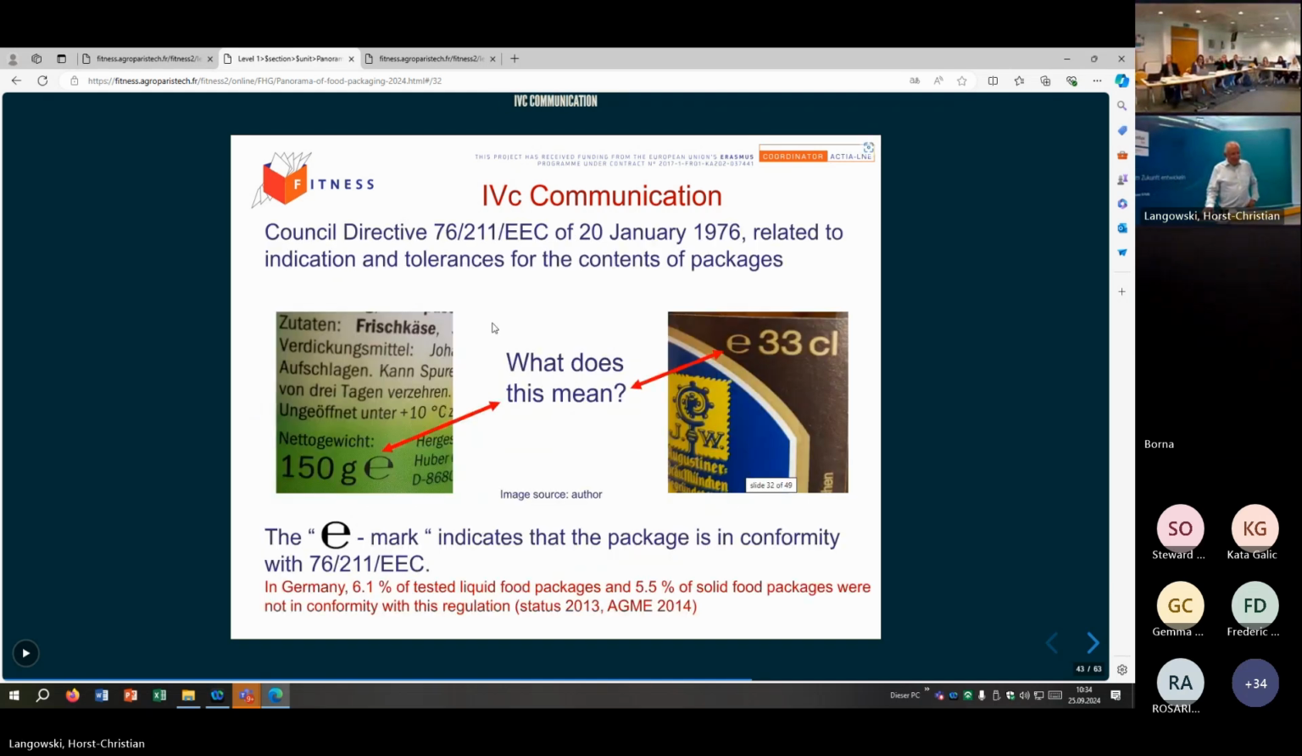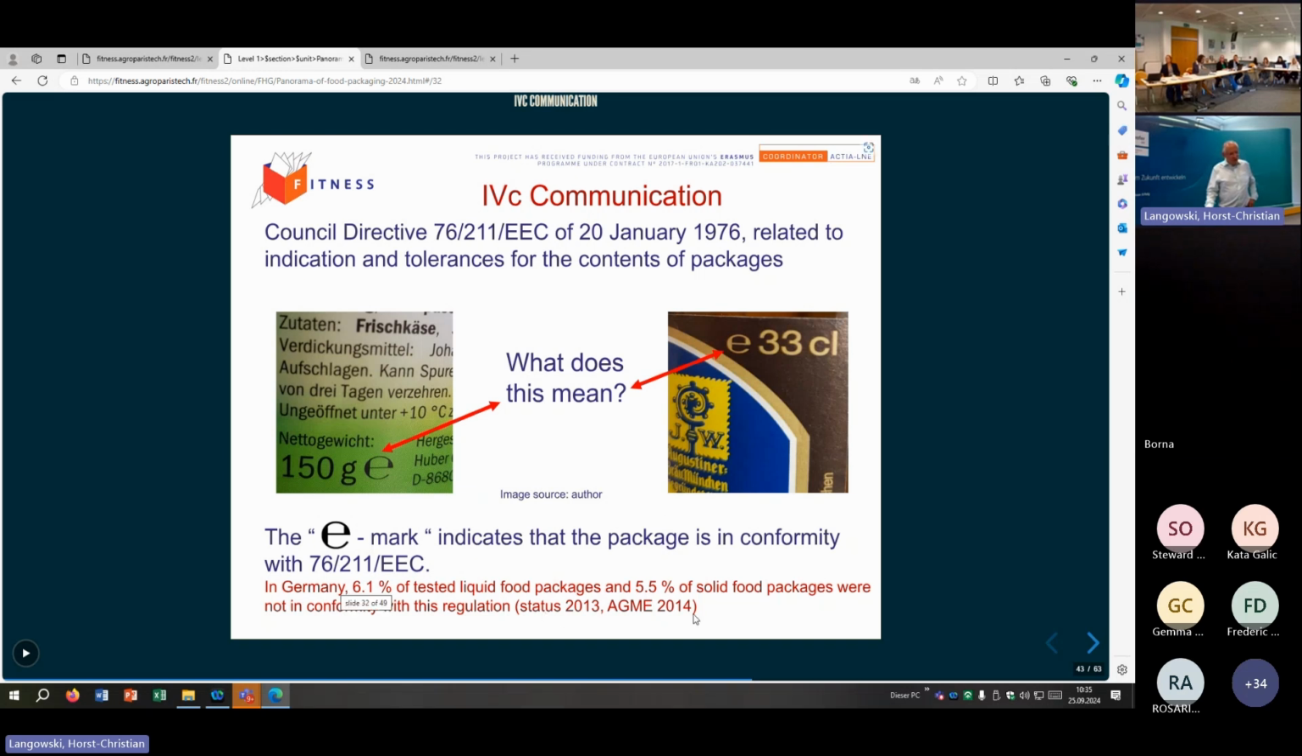All right, so once again, the communication. What does this package communicate? It communicates that it contains 37 centiliters. And there's this E sign before, which indicates that this is in conformity with the regulation of the EU, which gives limits for the deviations. So it must not necessarily be exactly 33 centiliters, but it can be a little bit lower or, on the contrary, a little bit higher. This is necessary from technical points of view, but this must be regulated because otherwise customers are not really given the amount they buy.